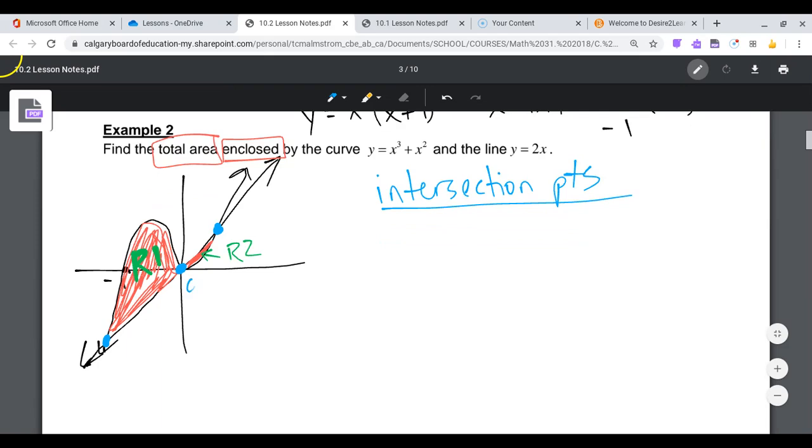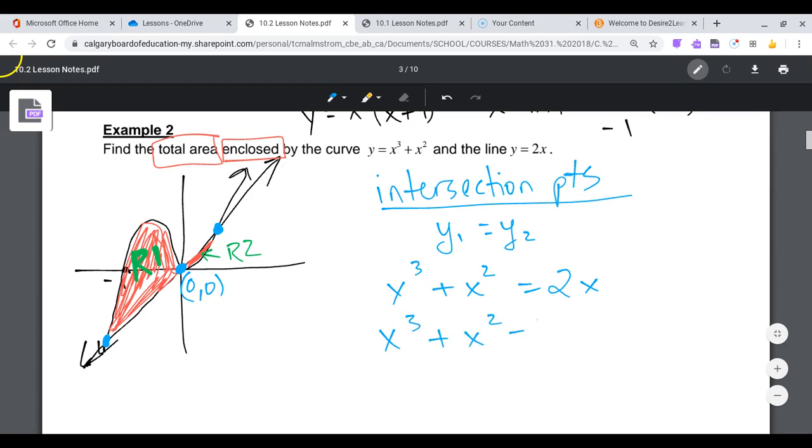So I know the middle one is 0, 0. But what about those other ones? So we actually have to think back to like grade 11 math. Where do those happen? They happen when the 2 functions are equal to each other. So when the first function and the second function equal each other, then we can find the intersection. So when does x cubed plus x squared equal 2x? And then we go ahead and solve that.